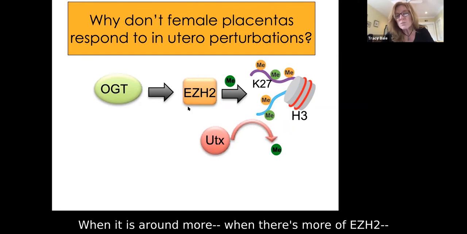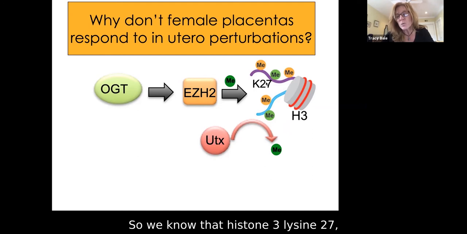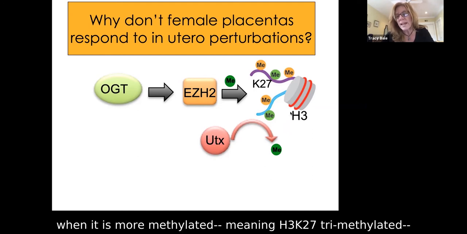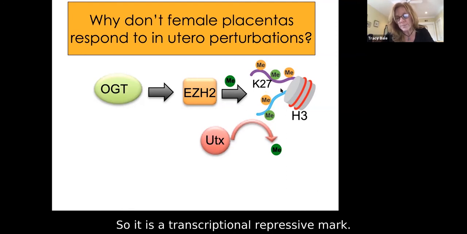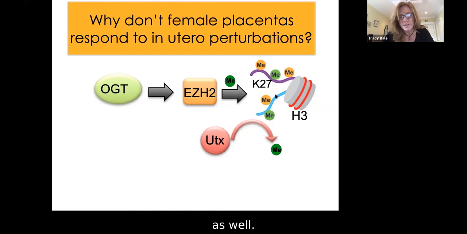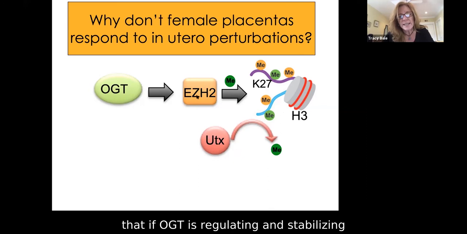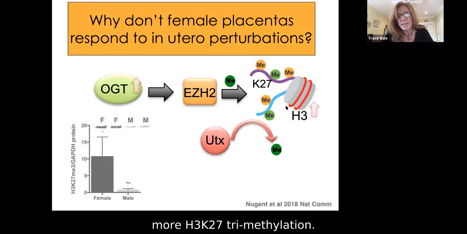When it is around more, and there's more of EZH2, you get more methylation of histone 3 lysine 27. So we know that histone 3 lysine 27, when it is more methylated, meaning H3K27 trimethylated, is a standard inhibitory transcriptional histone mark. So it is a transcriptional repressive mark. I don't have time to go into the UTX and UTY regulation of demethylation of this mark today. That's another time. But our hypothesis was initially that if OGT is regulating and stabilizing EZH2, if you have more OGT, then you should ultimately have more H3K27 trimethylation.